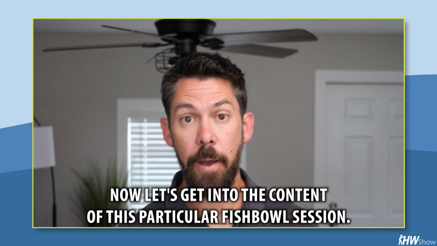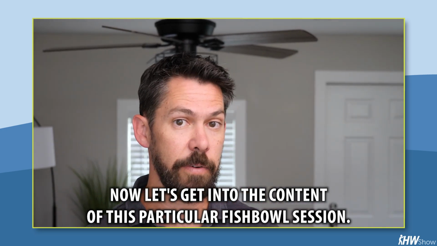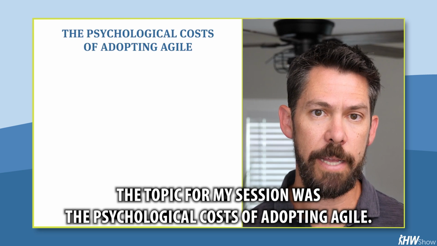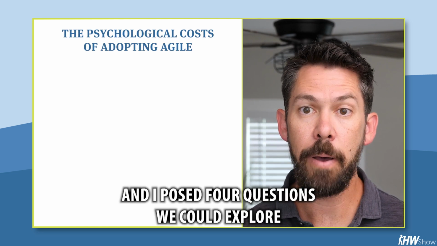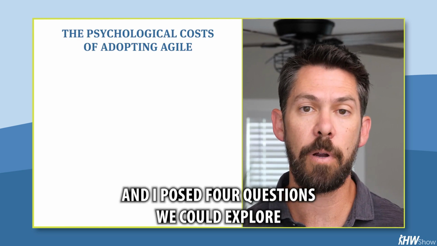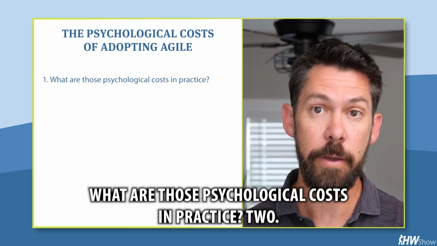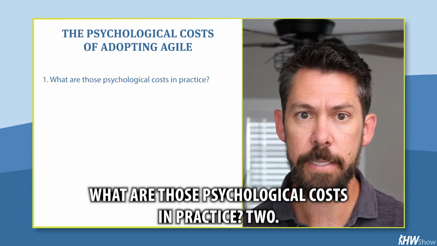Now, let's get into the content of this particular Fishbowl session. The topic for my session was the psychological costs of adopting Agile. And I posed 4 questions we could explore as a way to frame the kinds of things we might talk about. 1, what are those psychological costs in practice?